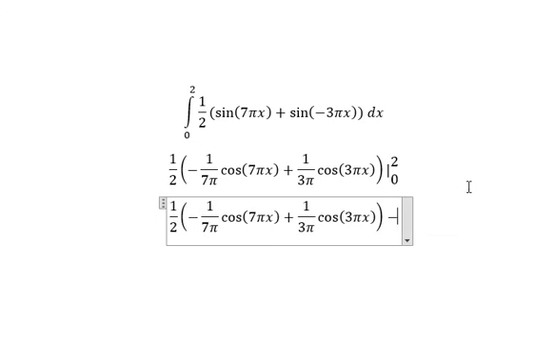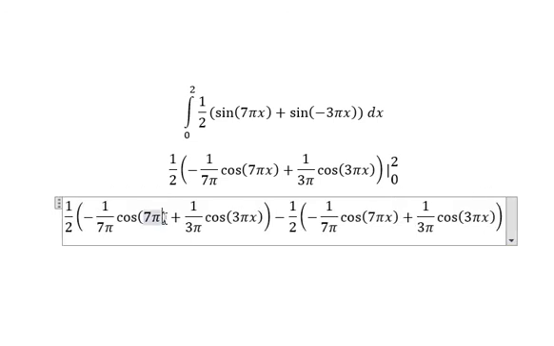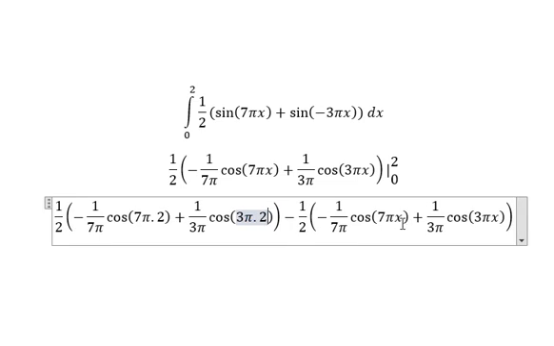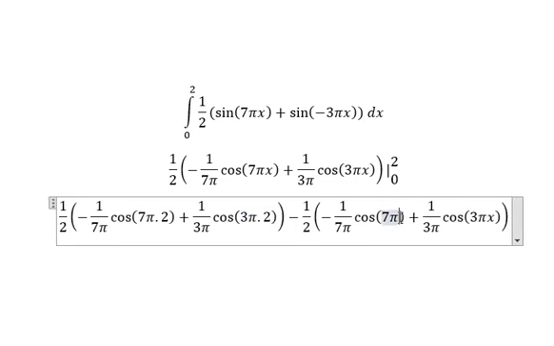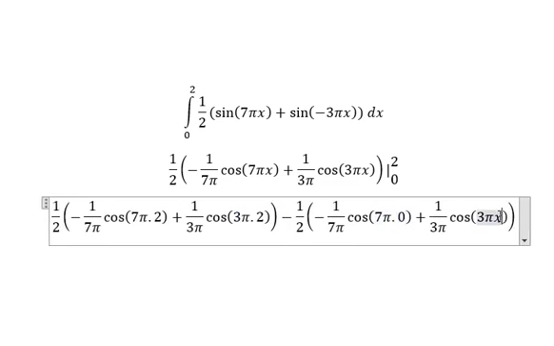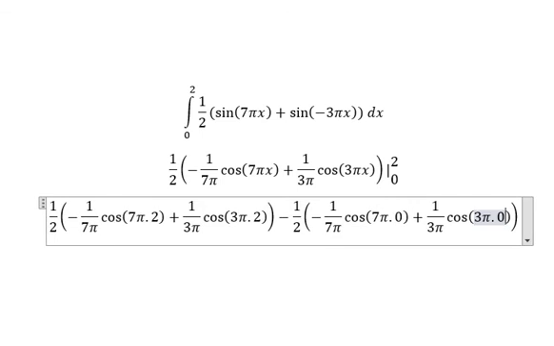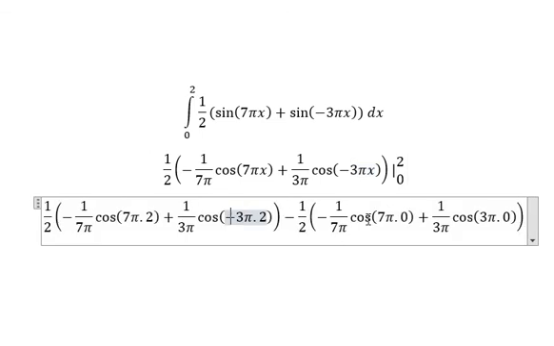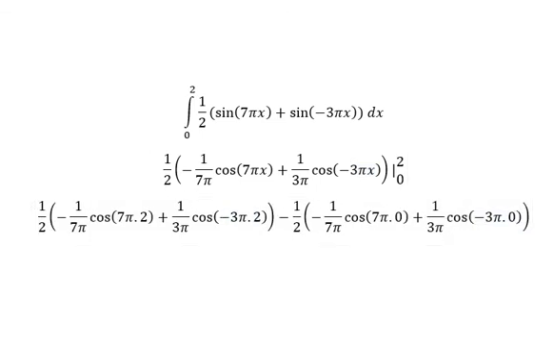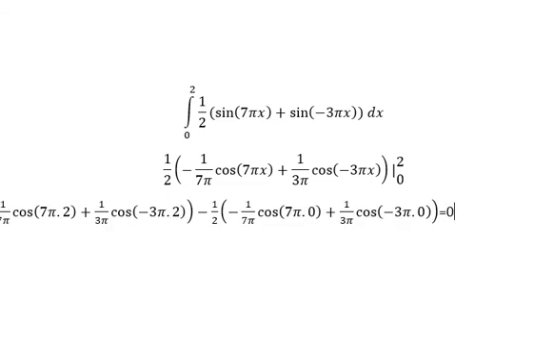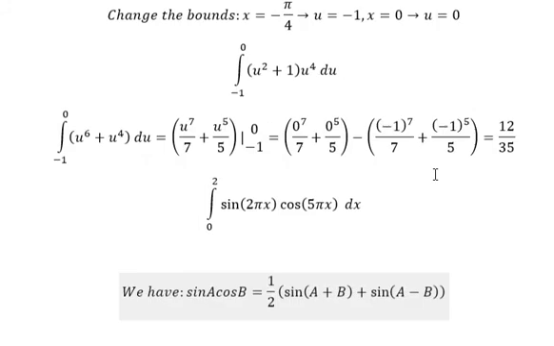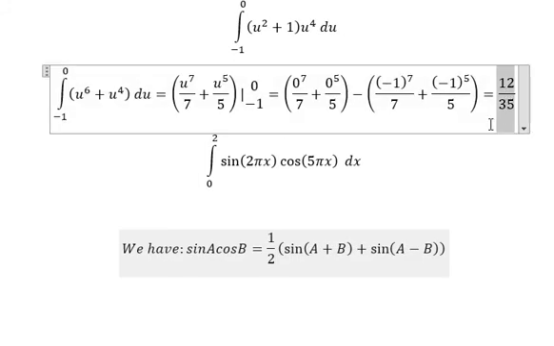And now we got the final answer. So I will put number 2 in here, number 2 in here, number 0 in here, and number 0 in here. Negative sign here, I forgot. And now we got 0 for this one. And now the final answer, we need to concentrate just only on 12 over 35.